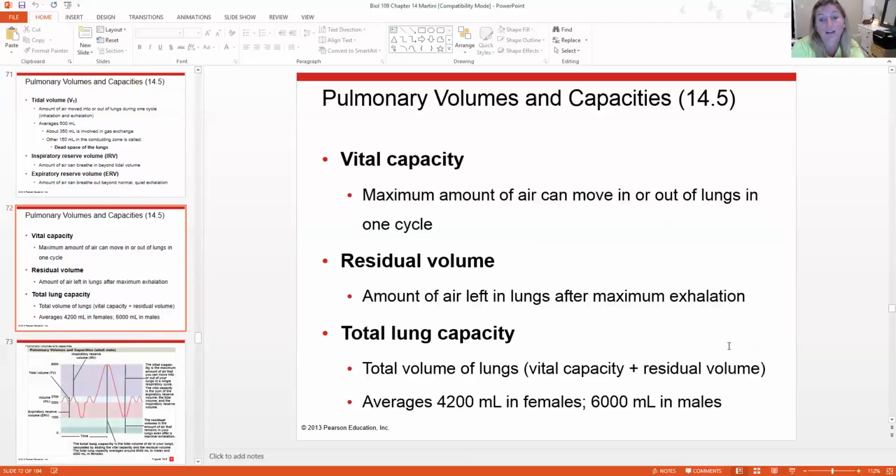Residual volume is something that's never going to change. It's the stuff that's just left over in your lungs even after you've exhaled it all out. There's always going to be a little bit left. And your total lung capacity is your vital capacity plus that residual volume. So it's everything that can fit in your lungs.